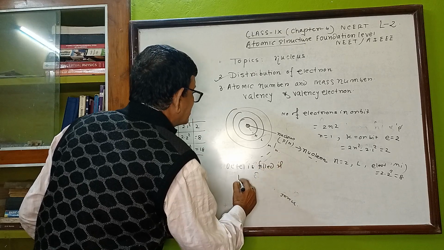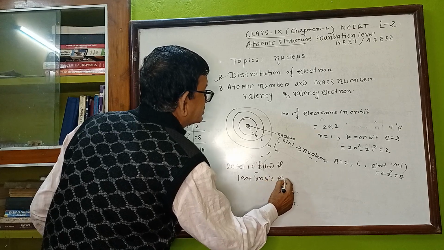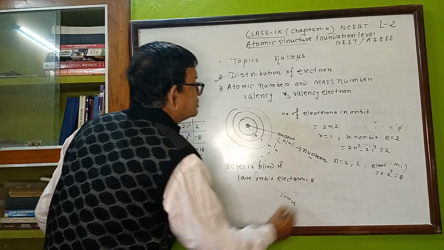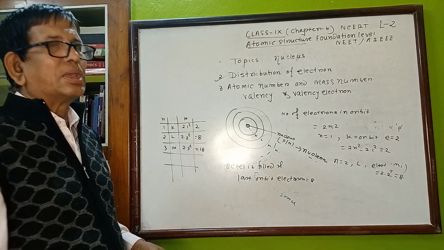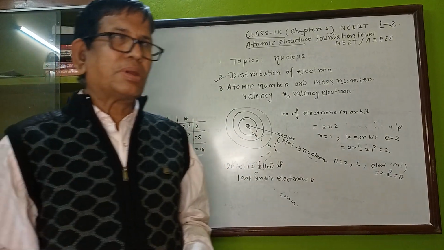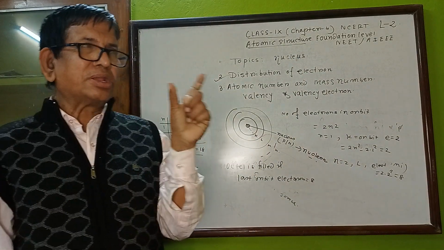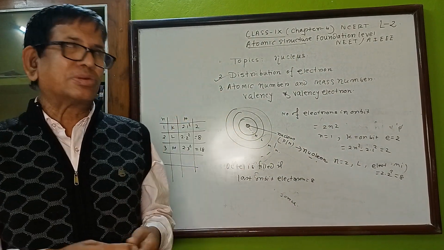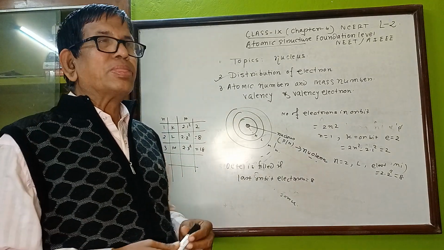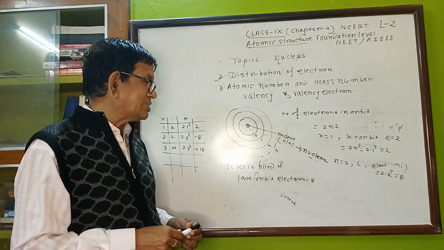If the last orbit electrons are 8. Now children, atoms combine with other atoms to make compounds, and the target is to fill up the octet. This octet means the last orbit should have 8 electrons. Now in the case of helium, there are not 8 electrons, only 2 electrons are there, that is a duplet.